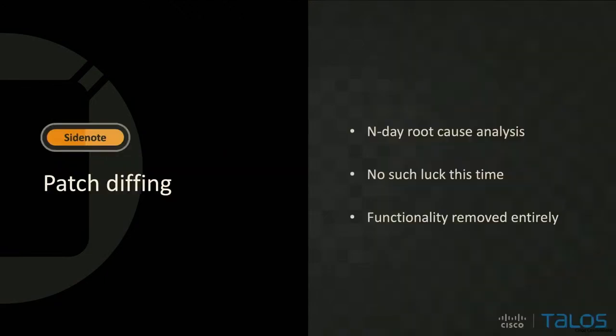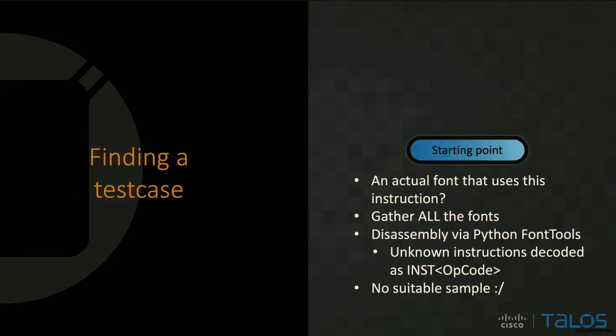Small side note, usually when doing this sort of end-day root cause analysis, when trying to figure out the vulnerability that's been patched by the vendor, we perform patch analysis or patch diffing. This was not useful in this case because Apple patched this by simply removing the whole instruction from the code, so there's nothing to diff against. We already know the vulnerability is somewhere in this function. We don't know exactly where. But since they removed it, we can't do a patch diff, and we'll have to do things manually.